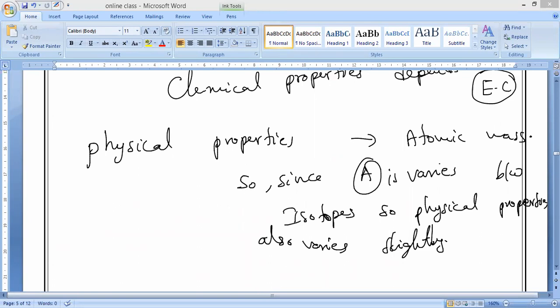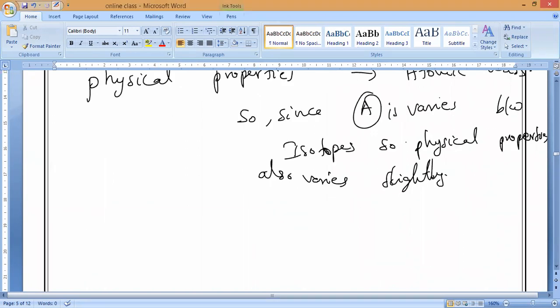Do you understand, everybody? Please respond. Mass of the atom. Since the masses of the isotopes of an element are slightly different, or vary, so the physical properties of the isotopes are also slightly different.